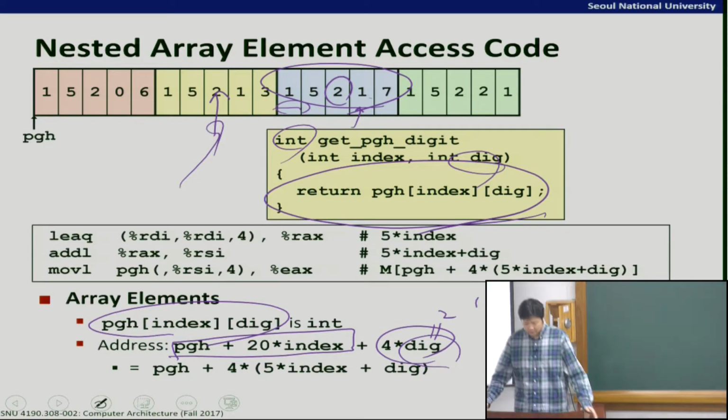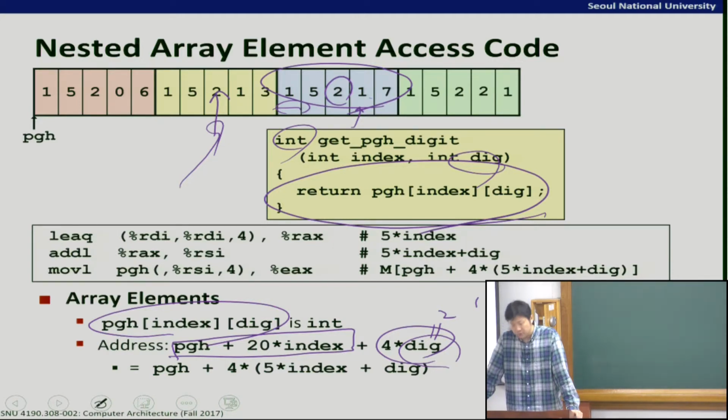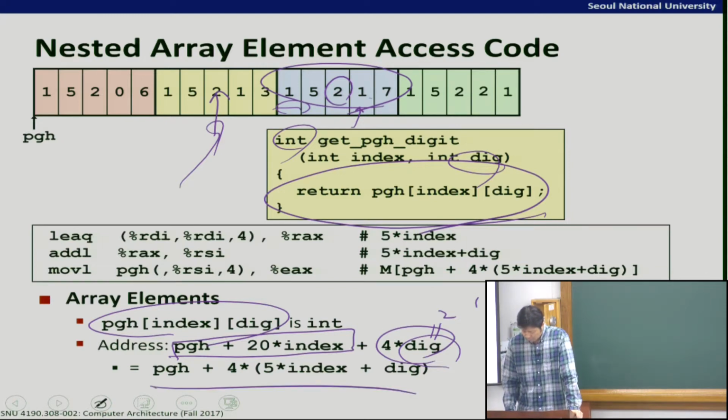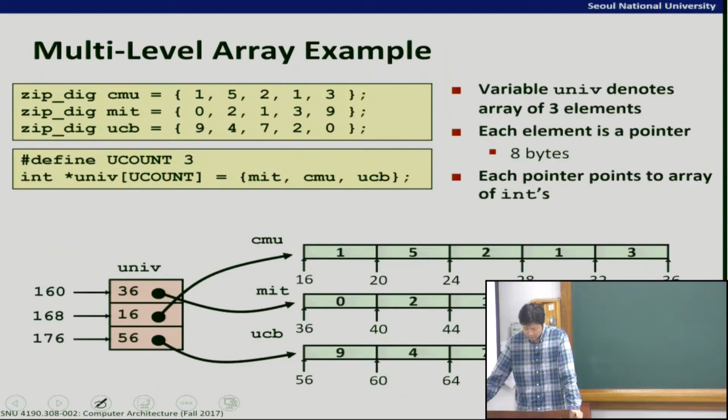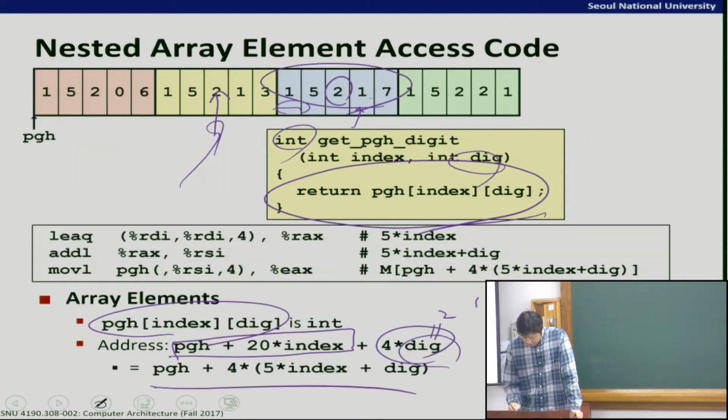So the address is calculated as PGH plus 20 times index plus 4 times dig. If you take the common term 4, then it is PGH plus 4 times (4 times index plus dig), right? You can simplify like this. And then using this formula, we can generate code like this.